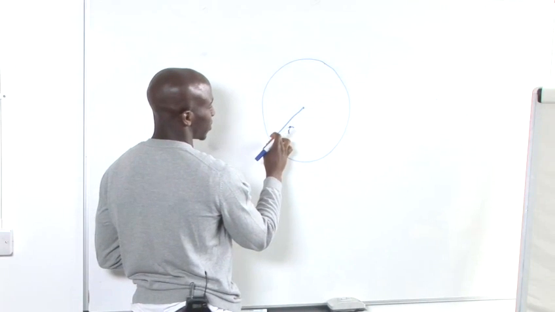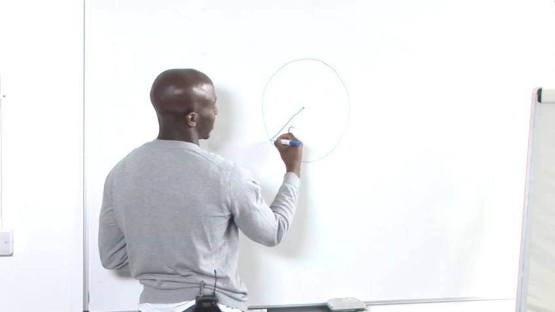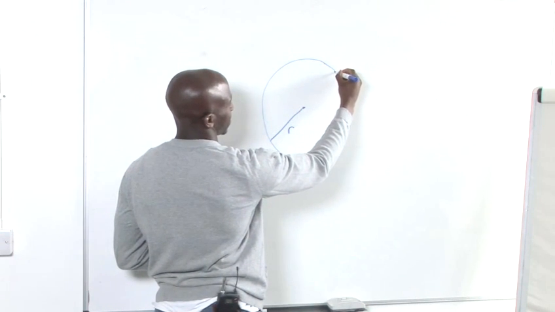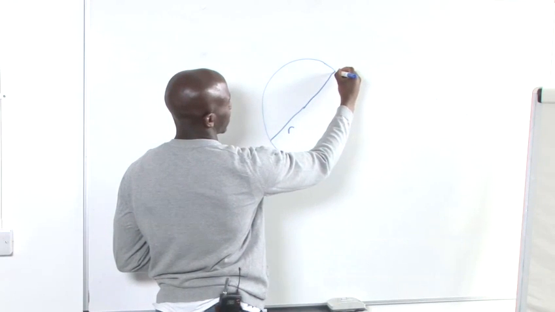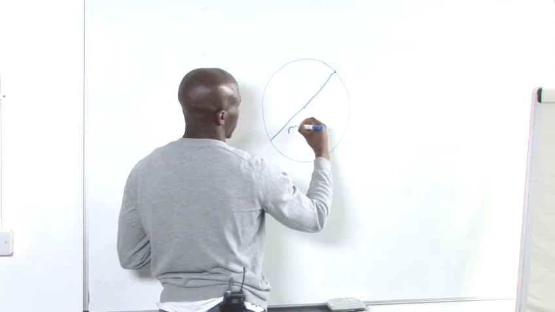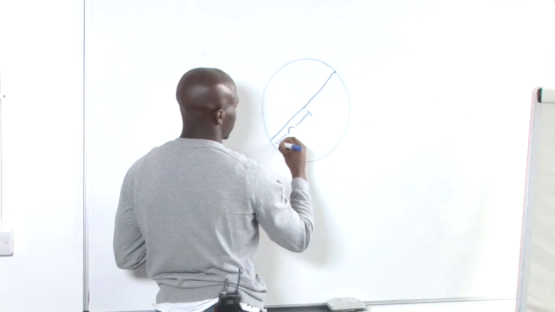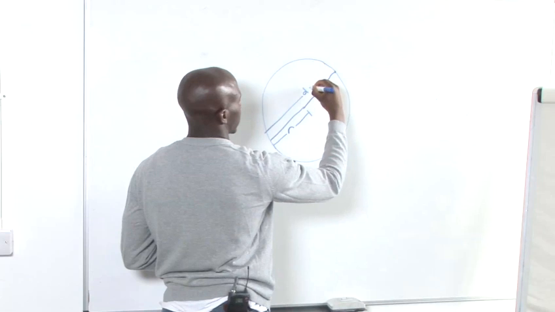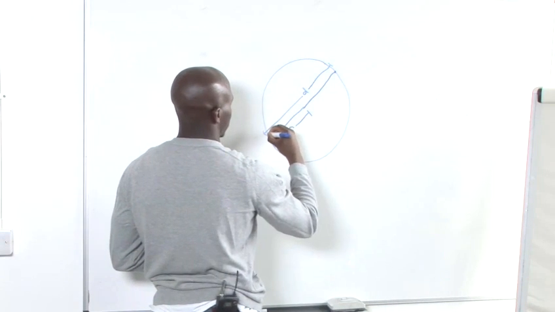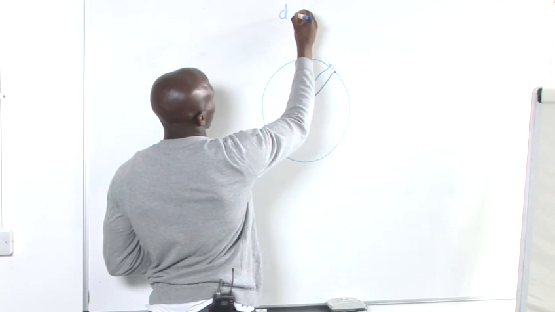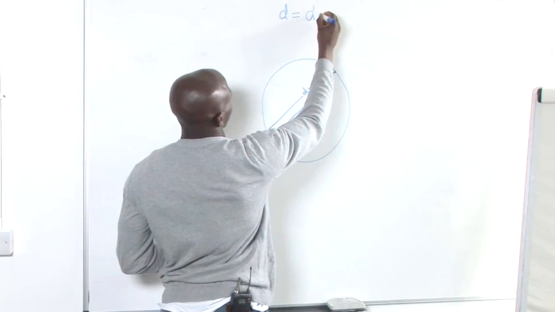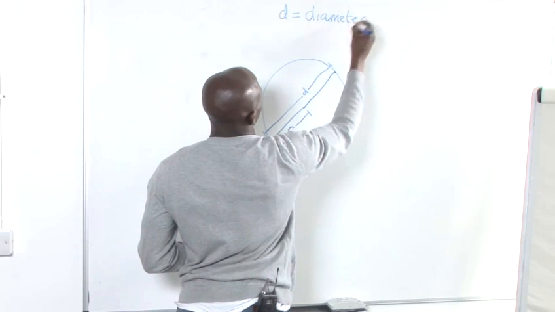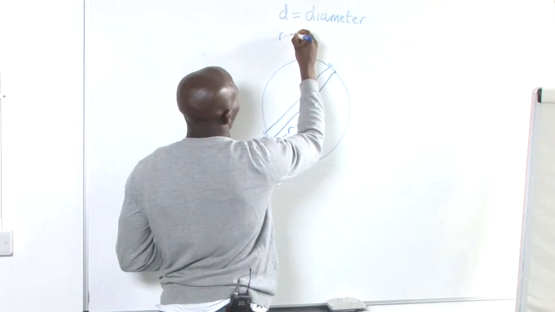Now, if you have twice that length, so extending from this point through the origin and then touching the other side, you'll have the diameter. So we'll put this as radius, and this I'll label D as diameter, and R as radius.